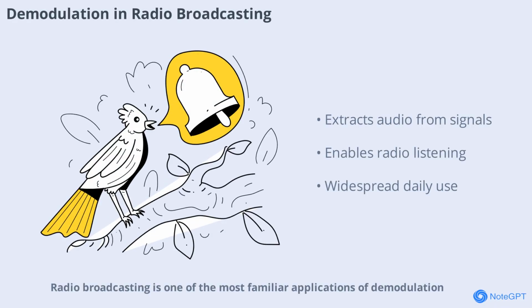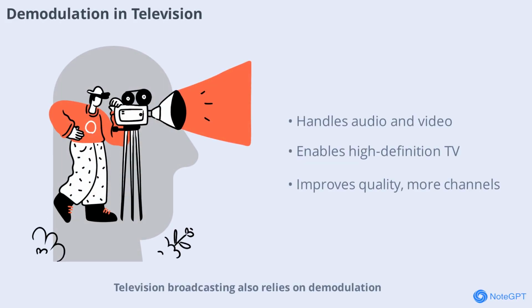Radio broadcasting is one of the most familiar applications of demodulation. Whether it's AM or FM radio, demodulators in your receiver extract the audio content from the transmitted signal. This process allows millions of people to enjoy music, news, and entertainment every day, demonstrating the practical importance of demodulation in daily life.